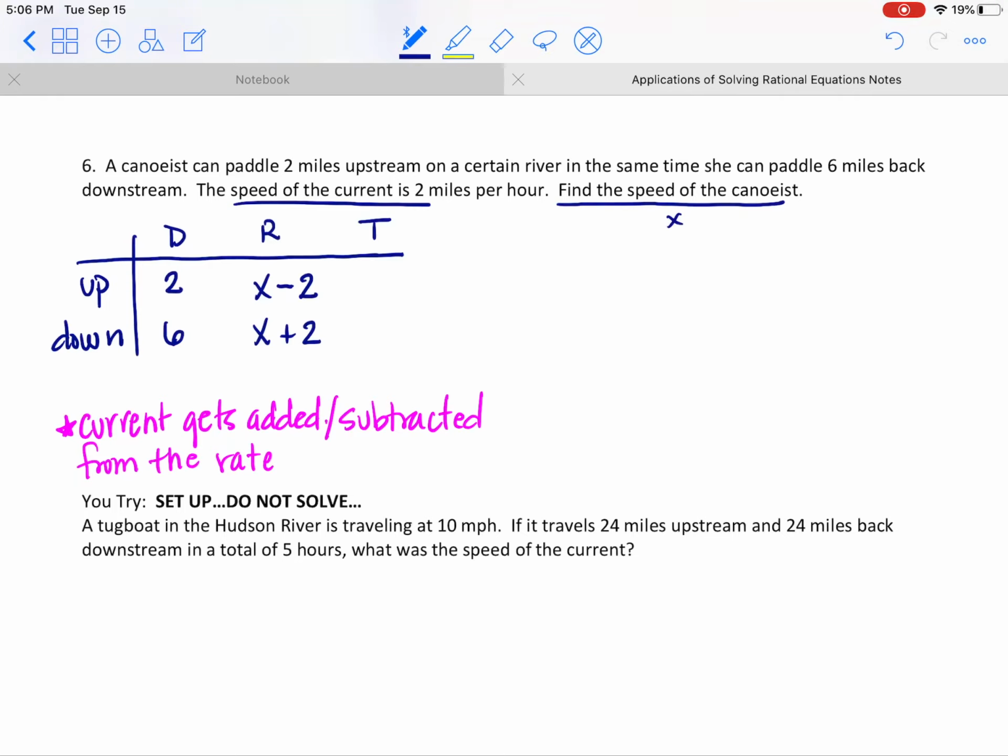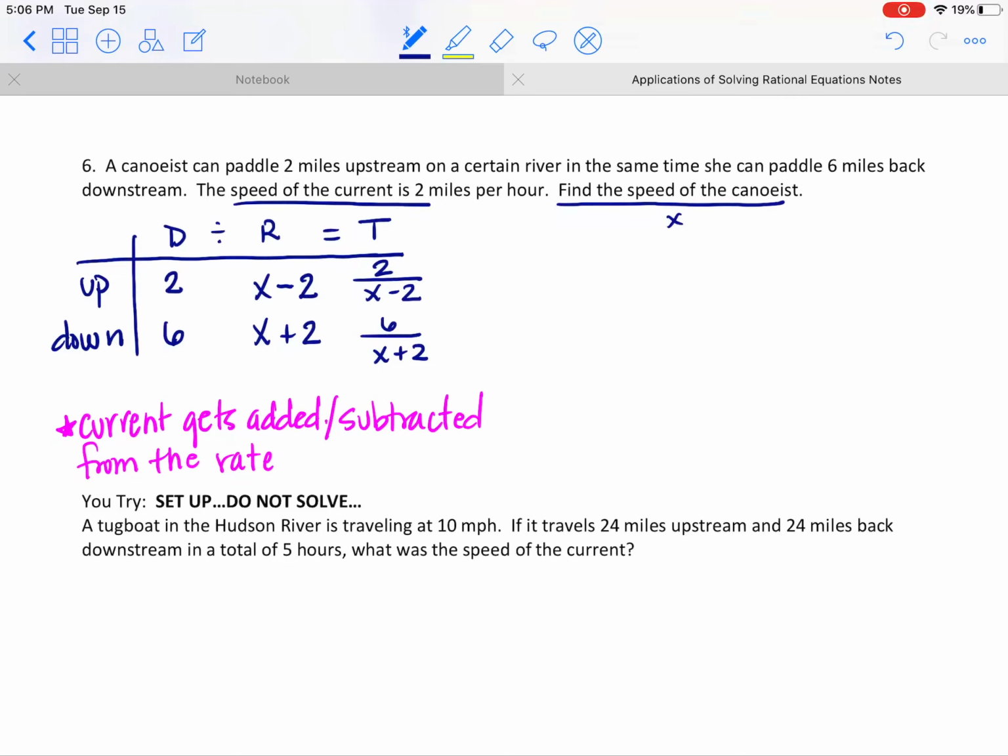Okay, now again, the time column is empty. There's no more information to put in here. So again, that tells me to use the t equals formula, and t equals distance divided by rate. So I'm going to take my 2, put it over x minus 2. Take my 6 and put it over x plus 2.